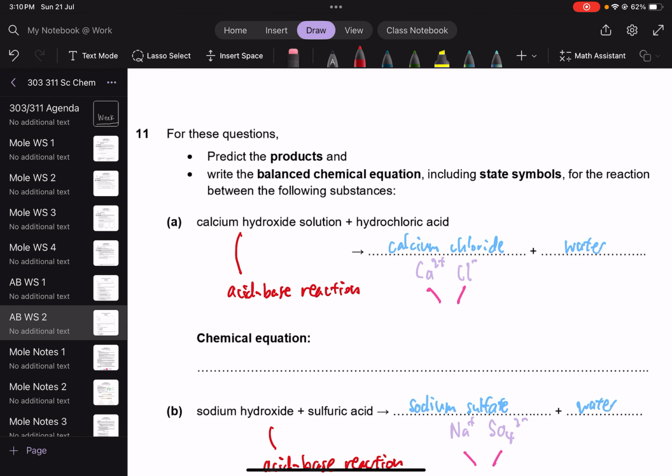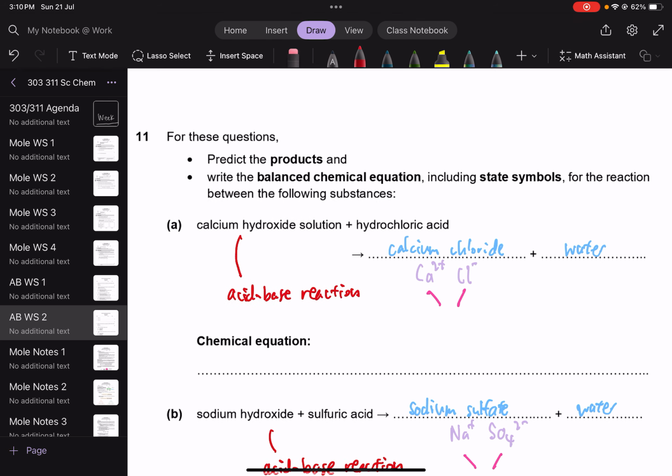Now, let's move on to question 11, where most of you seem to struggle. So I guess I'll do the balancing of the equation together with all of you. Most of you have no problems with the word equation. However, you have issues with the chemical formula of the salt, and also with writing your chemical equations. So I'll just do it together with all of you.